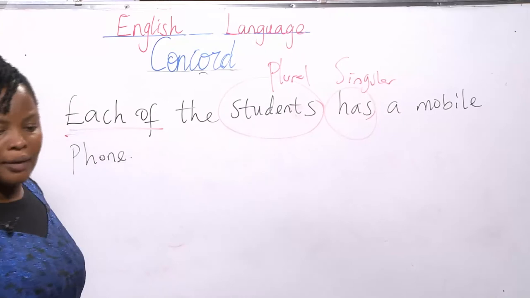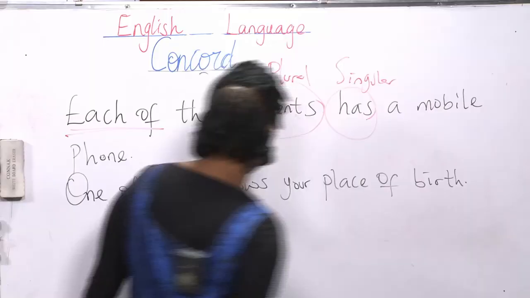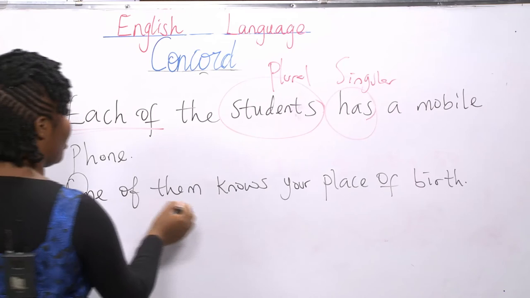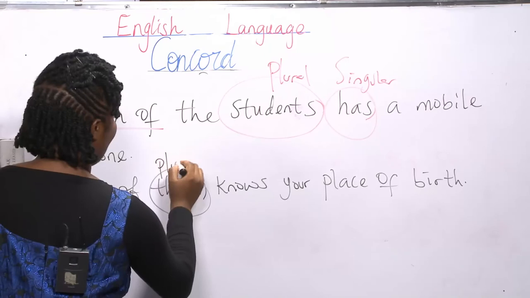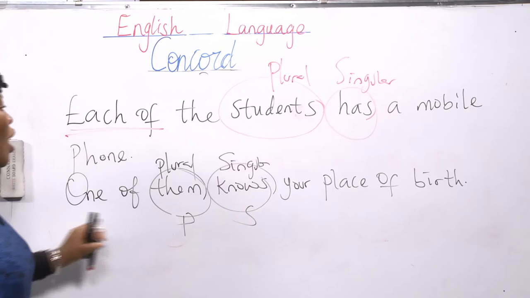Another example there. One of them knows your place of birth. Because we have used one of, it has to be followed by a plural subject. So this should be plural. However, the verb will be singular. So one of them knows your place of birth.